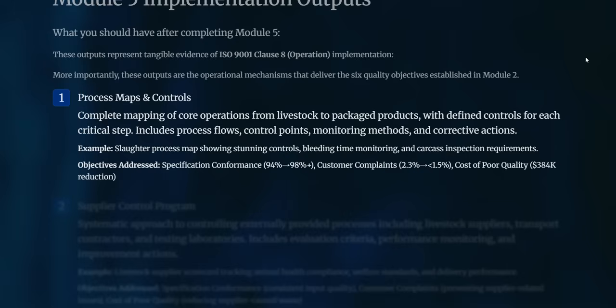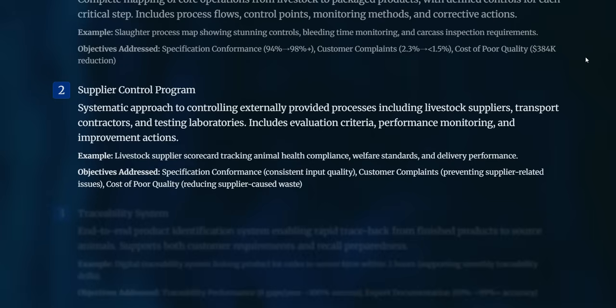Example in our case study includes a slaughter map showing stunning control, bleeding time monitoring, and carcass inspection requirement. The objectives addressed through this output here in our case study include specifications conformance, where we are aiming for 98%, customer complaints reduction to less than 1.5%, and cost of poor quality reduction, currently at 384%.